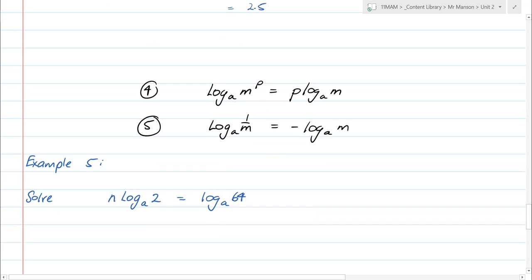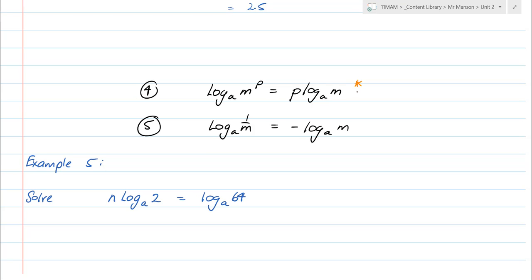And log laws 4 and 5. So the first one, this log law 4, I'm just going to put a little star here. That one's massively important. It comes up a lot. You'll see it come up a lot. So it's log base a of m to the power of p is equal to p times log base a of m.